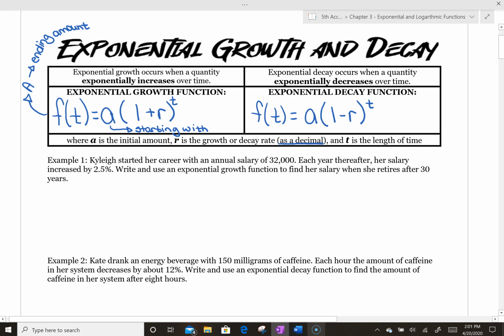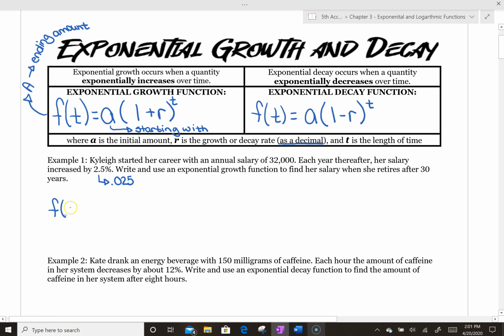So example 1, Kylie started her career with an annual salary of $32,000. Each year thereafter, her salary increased by 2.5%. So that looks like it's in a decimal, but it's in a percent. So we need to change that to 0.025. Now, some of these problems will ask you to write and use one. So this one is asking you to write the equation and then actually use it to figure out her salary when she retires after 30 years. So that means we are trying to find the ending amount after 30 years.